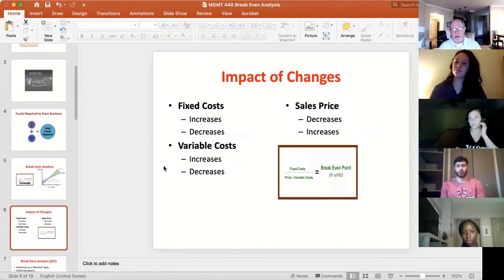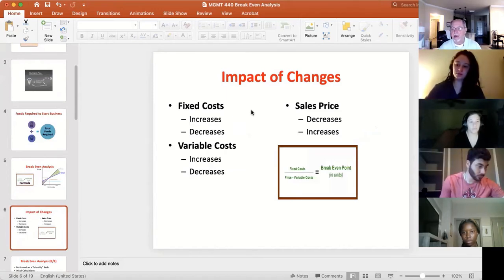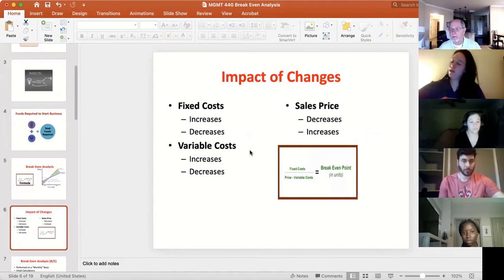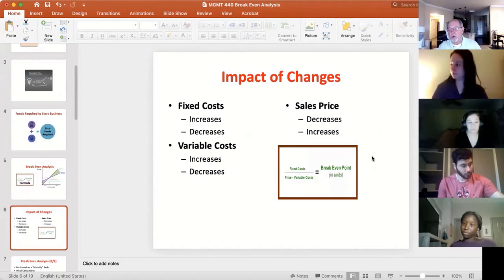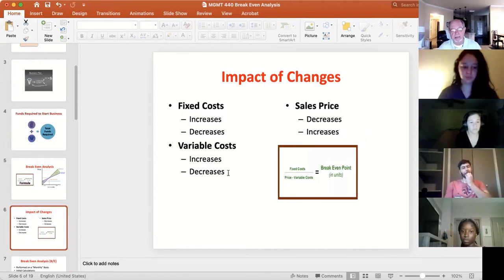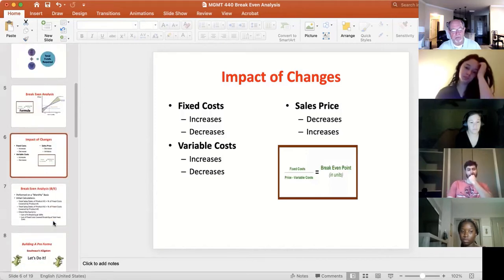Now, the fixed costs, I wish you could have kept them both up at the same time. Fixed cost increases, it moves your break even higher. Fixed cost decreases, it moves it lower. Variable costs, as they increase, you need more units. As they decrease, you need fewer units. Sales price, if it decreases, you need more units. If it increases, then you need fewer units. So you need to understand the relationship of all these different components.